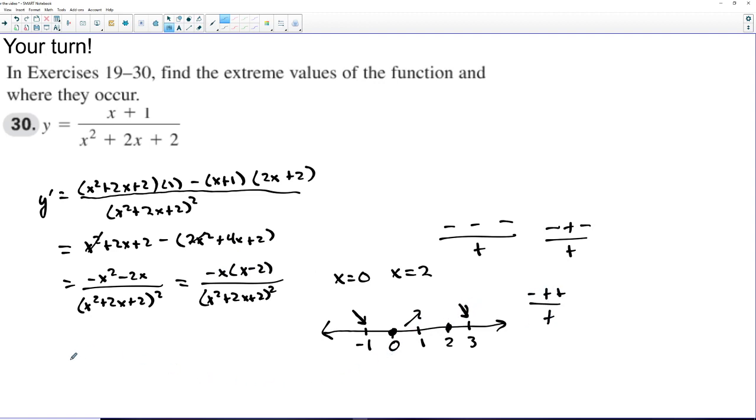So we have a local minimum of, let's see, 0, that's 1/2, a local minimum of 1/2 at x equals 0, and a local maximum of, when we plug 2 in, we get 3 over 4 plus 4 is 8 plus 2 is 10. I'm getting 3/10, of 3/10 at x equals 2.